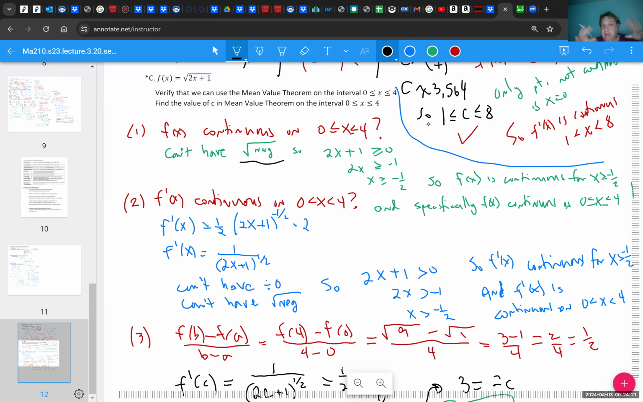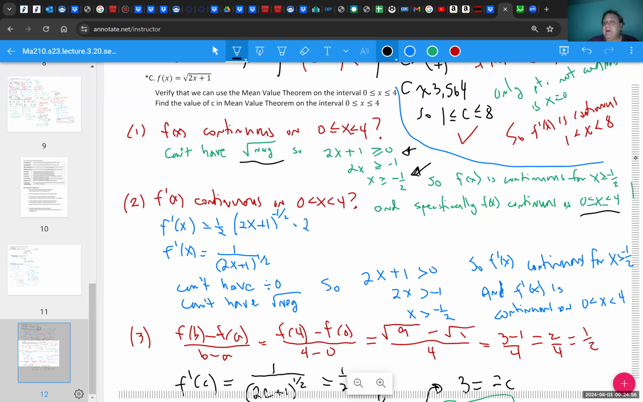So the inside part, 2x plus 1, has to be greater than 0. So I wrote down the condition that makes this continuous. The inside can't be negative, it has to be greater than 0. And I solve for x. So I know it's continuous whenever x is at least as big as negative 1/2. Our interval is from 0 to 4. So since it's always continuous when x is bigger than or equal to negative 1/2, it's definitely continuous on 0 to 4, since both those numbers are larger than negative 1/2. And I have checked the first part of the mean value theorem.